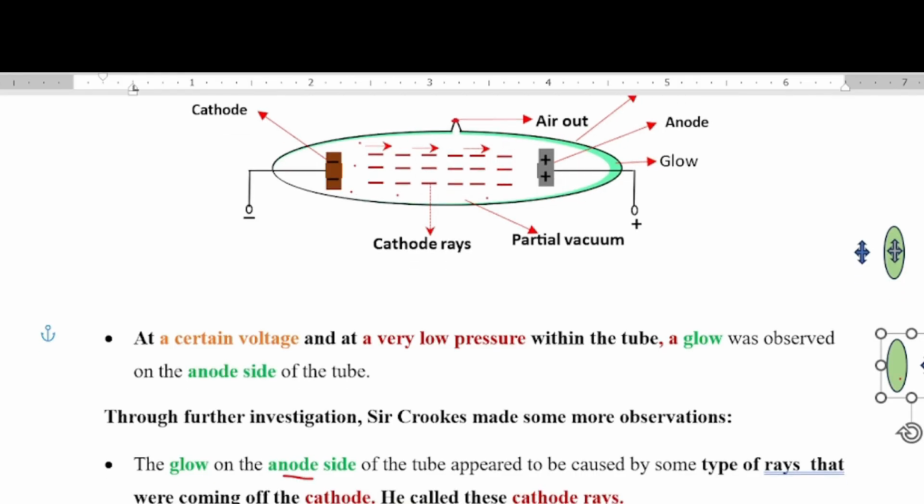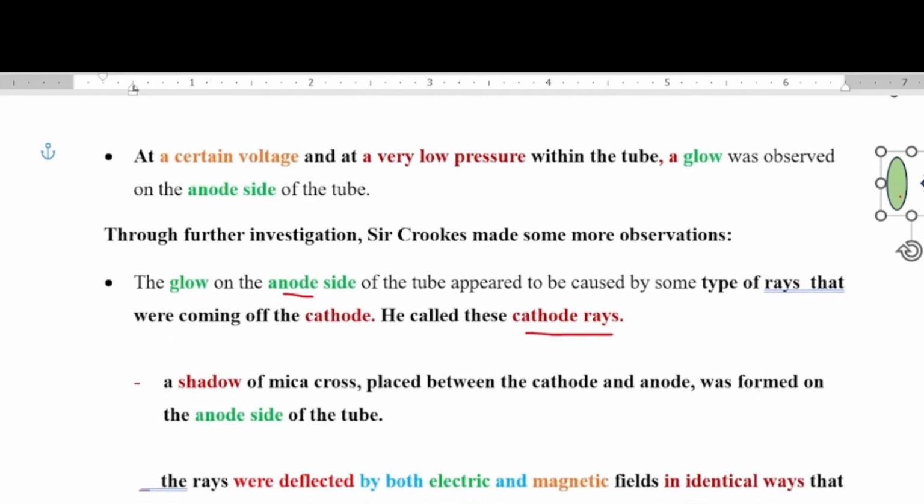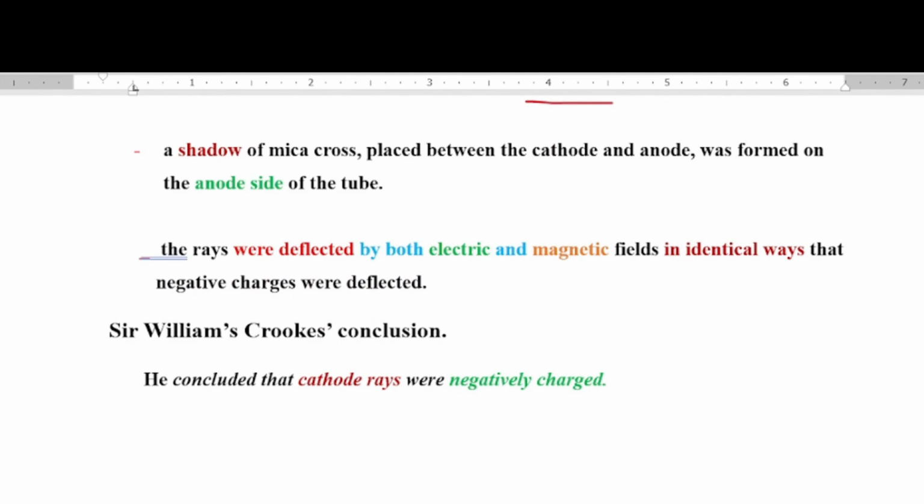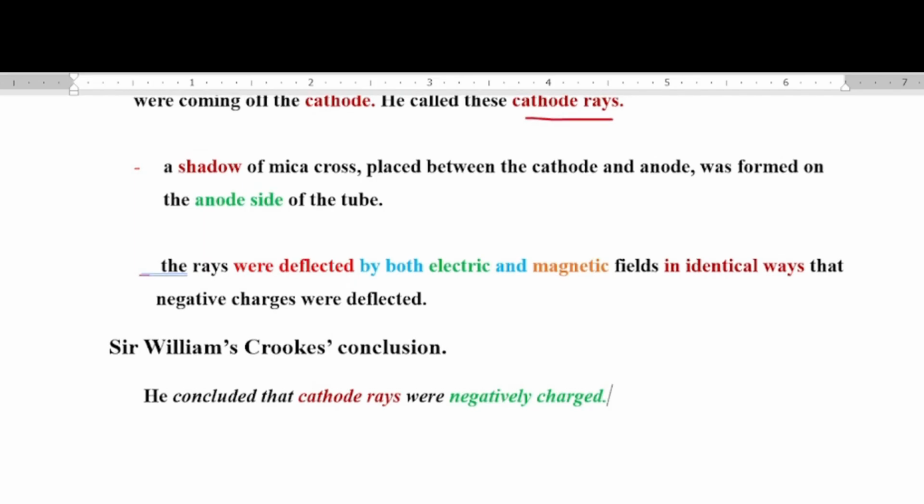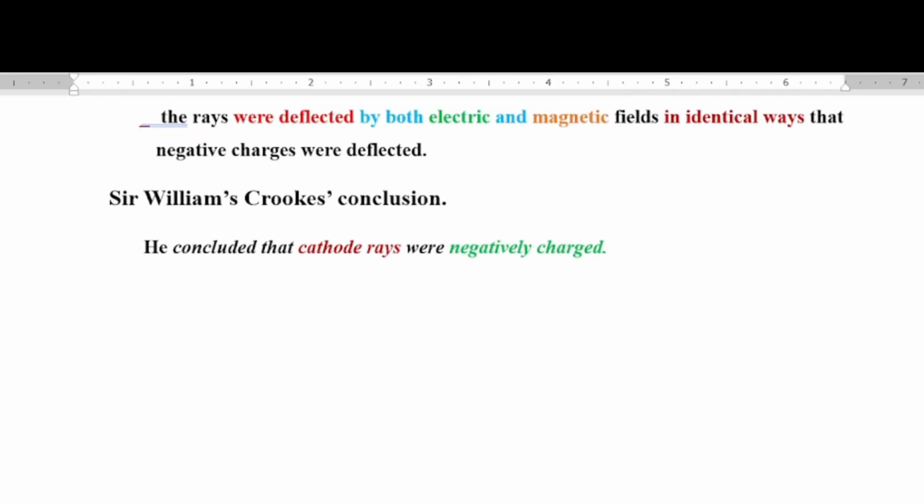Not only that, Sir William Crookes used electrical plates and magnets to see how the rays were deflected by them. And he found that the rays were deflected in ways identical to the ways in which negative charges were deflected. That made him conclude that cathode rays were indeed negatively charged particles. So that was the work of Sir William Crookes, his invention of the cathode ray tube, his discovery of cathode rays, and his conclusion that they are negatively charged.